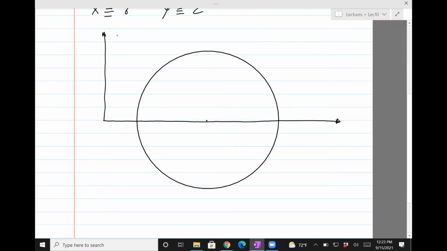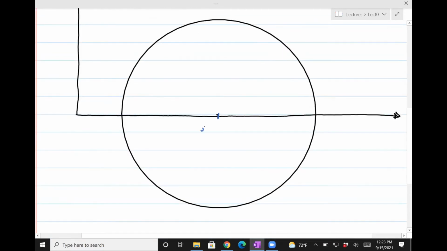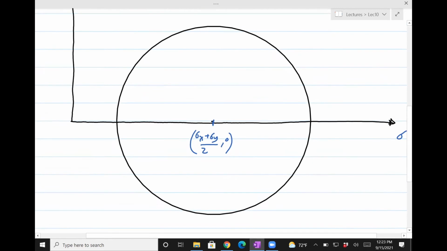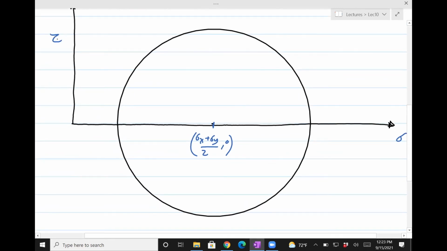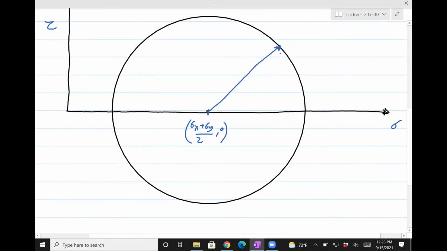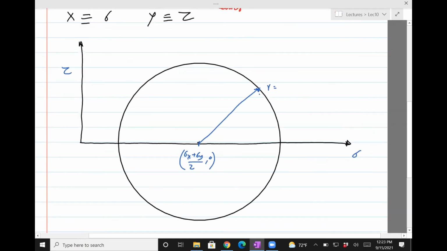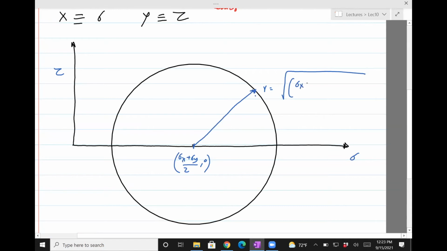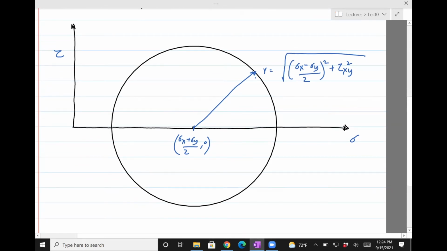So as I said, the center of the circle is (sigma x plus sigma y) divided by 2. So it's the center. Okay. This, by the way, is the sigma axis. This is the tau axis. And then the radius of the circle, which is this, is, as I said, the square root of ((sigma x minus sigma y) over 2) squared plus tau xy squared. Okay, so that's the first part.